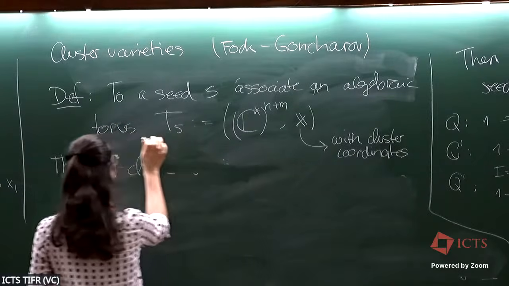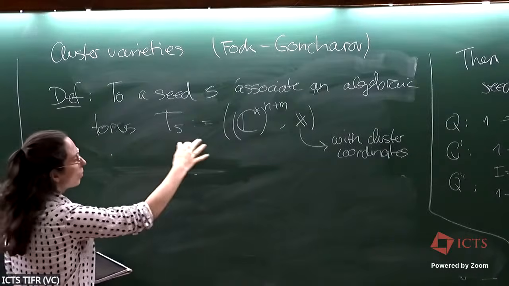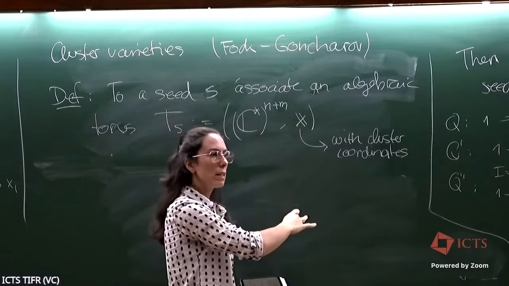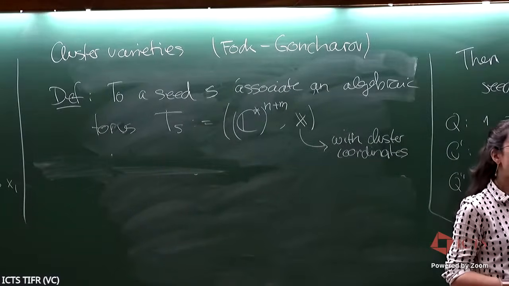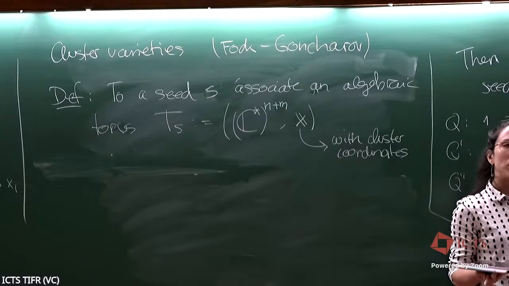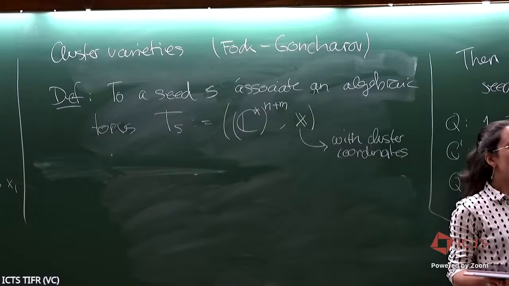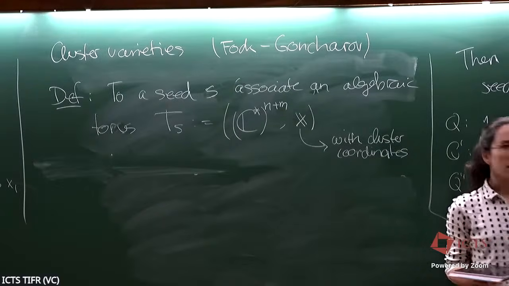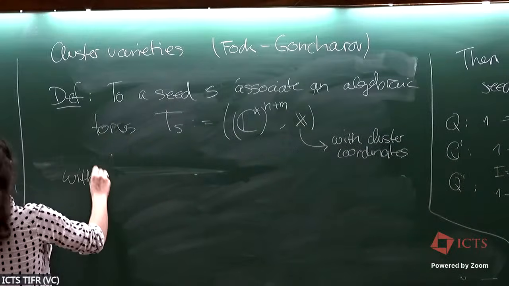No, sorry, I'm going ahead of myself. So if this is an algebraic torus, and these are my cluster coordinates, then the mutation rule that we've seen that changes the cluster from one to the other, I can interpret it as a map between two algebraic tori associated to two different fields. And it's a local change of coordinates from going from one torus to the other. So I have these mutation maps.